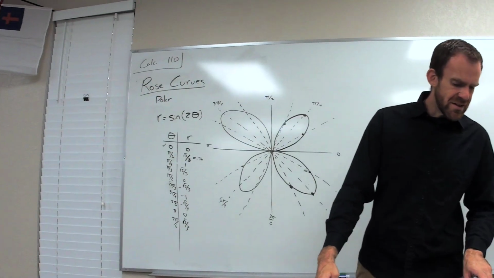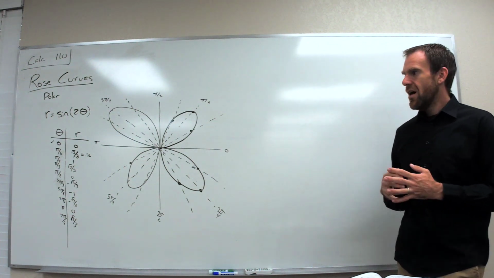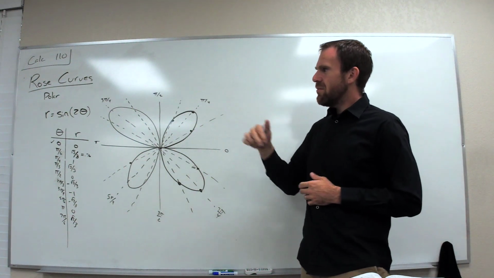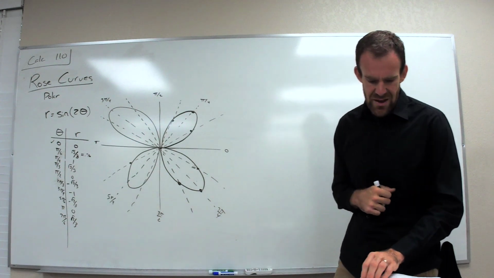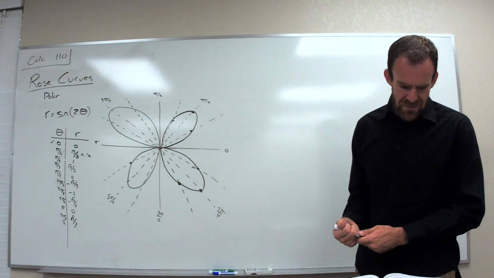Now, you can also plug this into your calculator, and that works perfectly fine as well. If you want to, go in polar form, plug in sine of 2 theta, and you're set. They'll have you do that in your graphing calculator.